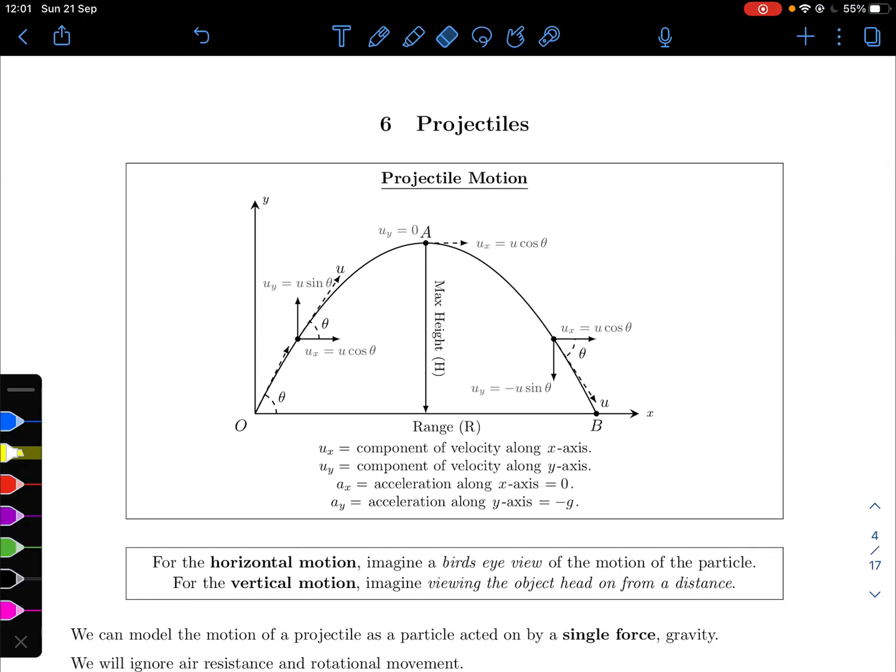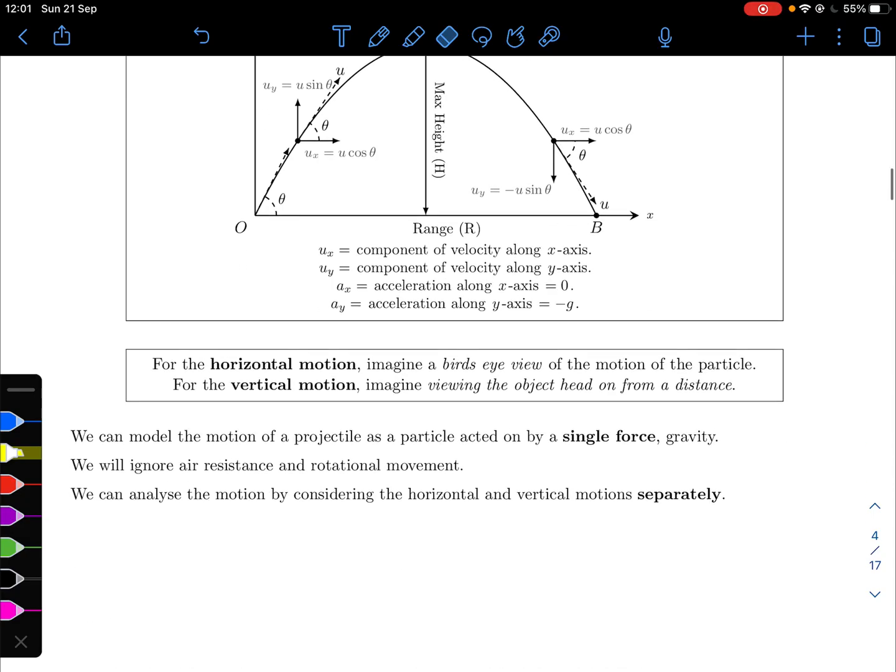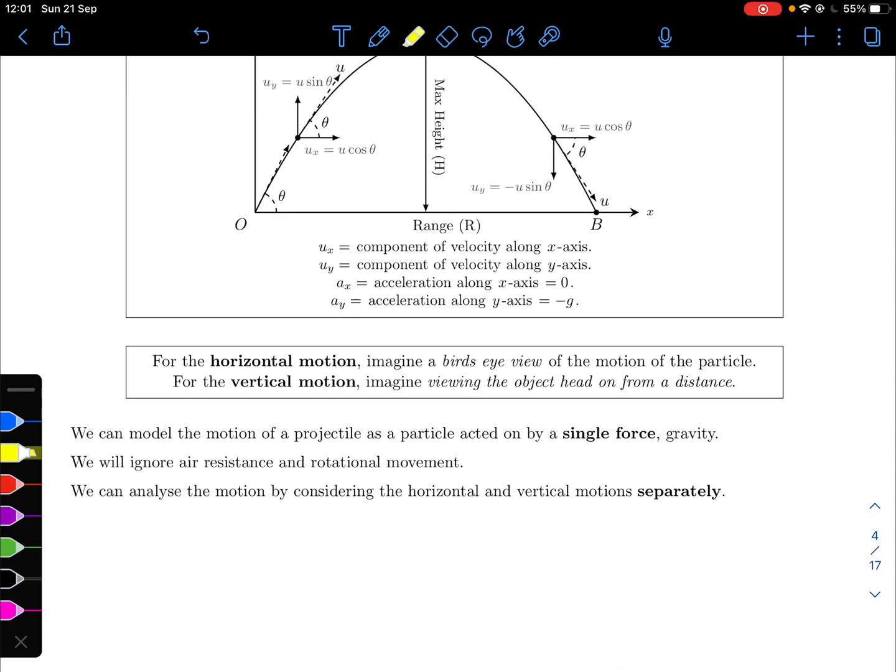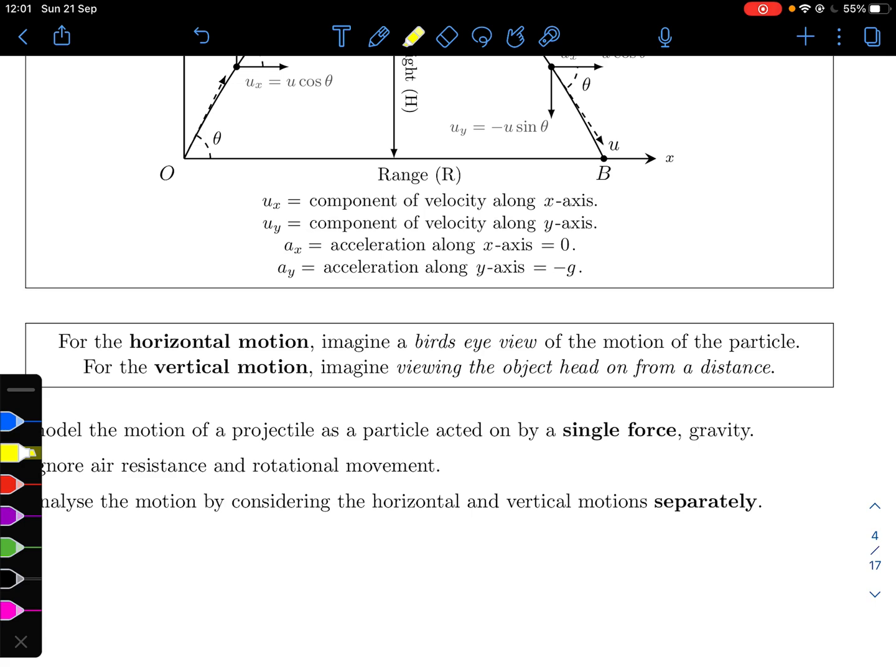On the first page of the booklet is this rather complicated diagram. This just kind of summarises everything we're going to do. But in the box there, it says what I've just described. That for the horizontal motion, we'll imagine what the bird is seeing, a bird's eye view of that motion. And for the vertical, imagine seeing it head on. So all you're aware of is that it's going up and down.